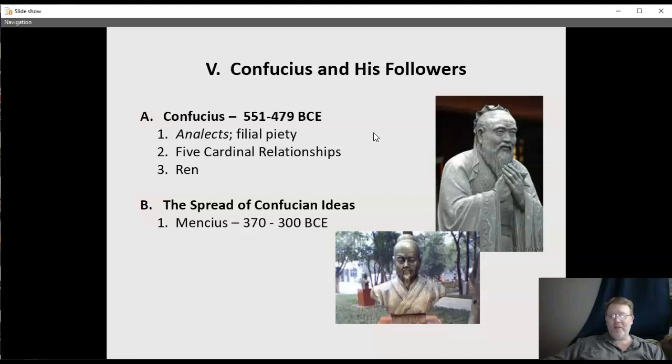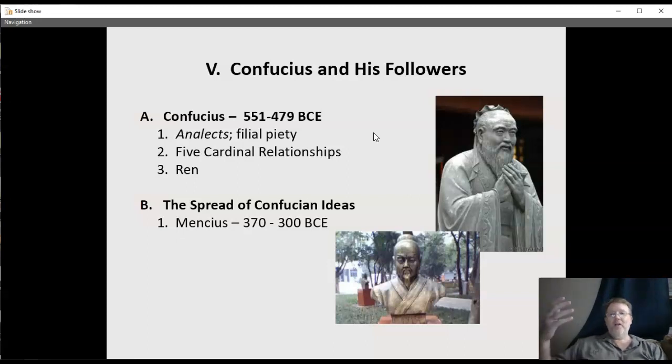Mencius is one. Mencius, who lived from around 370 to 300, was an advisor to kings and emperors and lords. He advised them and also tried to convert them to Confucian ideas. Mencius argued that human nature is basically good, because he argued that everybody's born with the ability to distinguish between right and wrong, and that you only become bad through serving bad rulers.